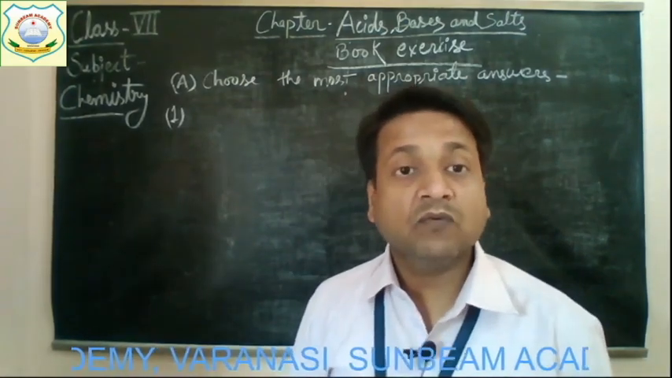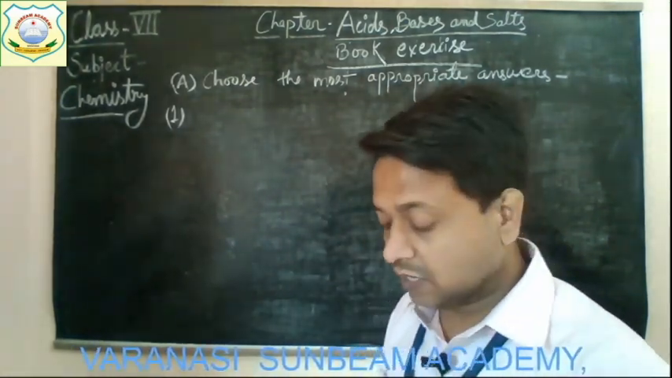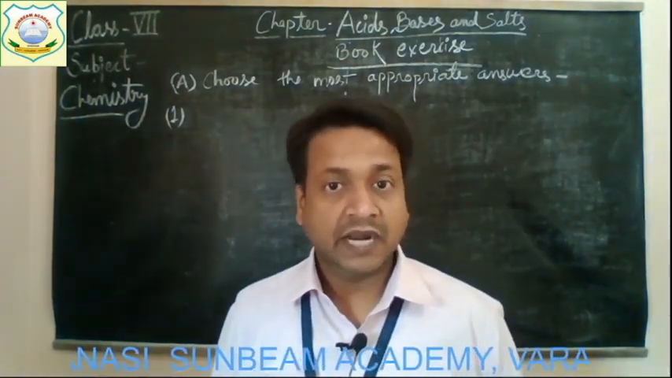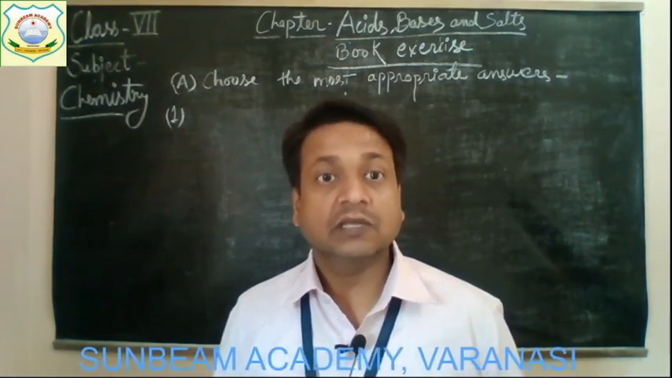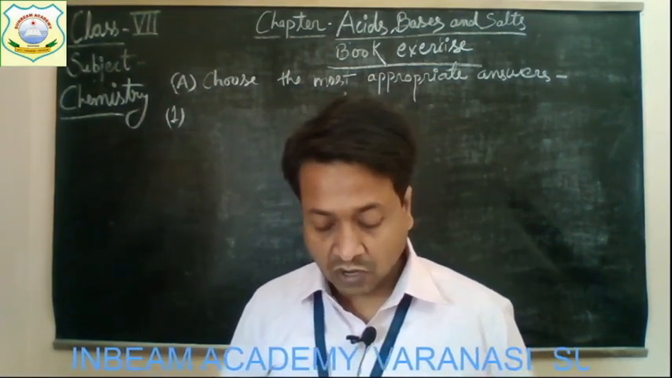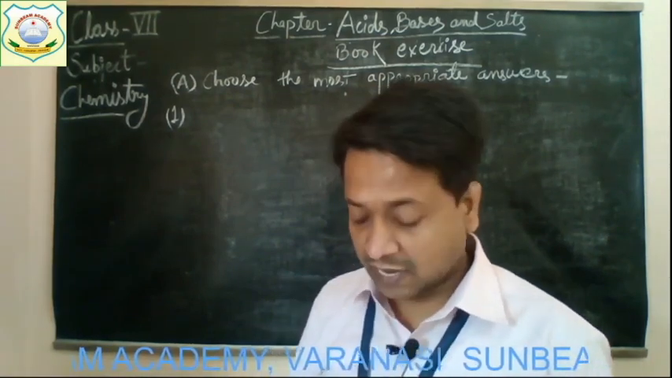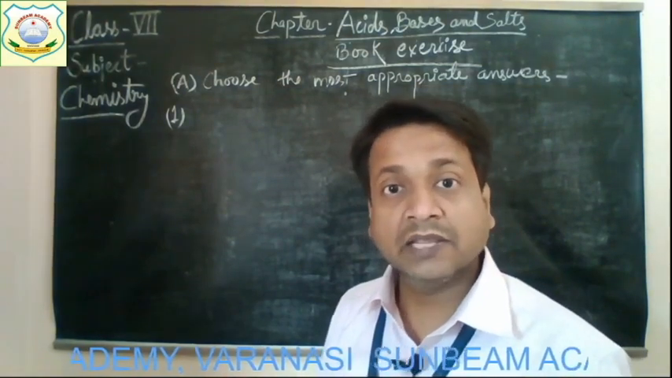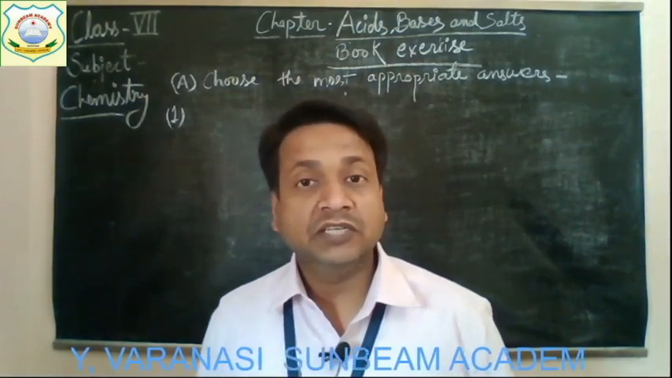And the question number 1 is, which of the following is not an acid-base indicator? Understood, children? The question, out of the given 4 options, which one is not the acid-base indicator? And the options are blue litmus, second methyl orange, third phenolphthalein, and fourth Digene.